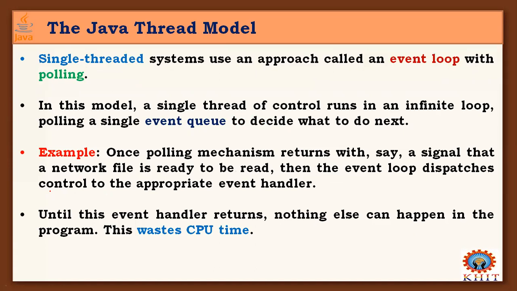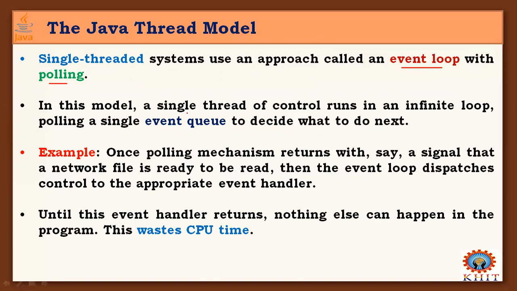Suppose we consider a single-threaded system. It follows an approach called event loop with polling. Here the event loop is nothing but making an event ready for execution based on the single thread concept, and polling is nothing but a queue. It organizes the events in a proper order.